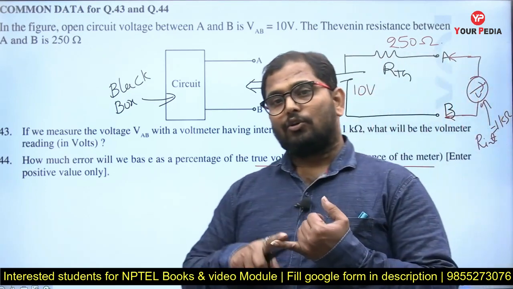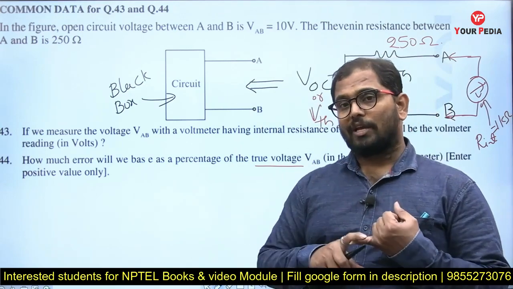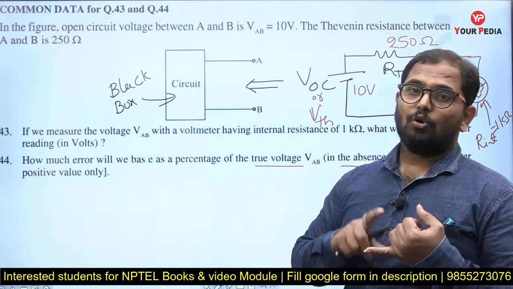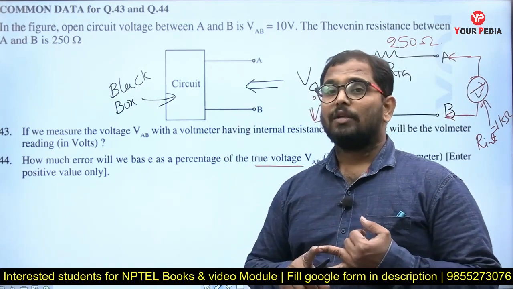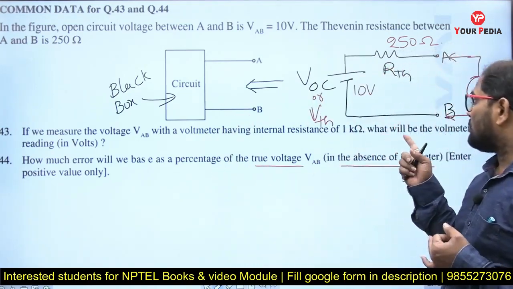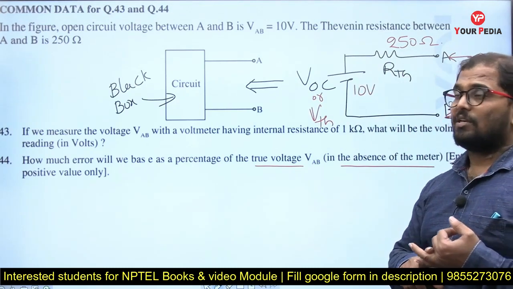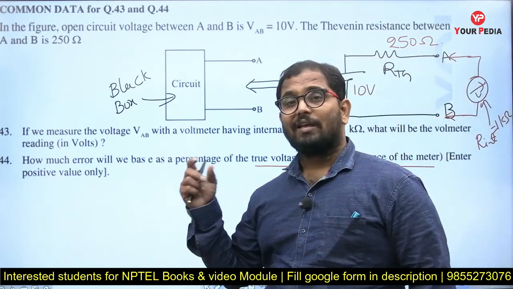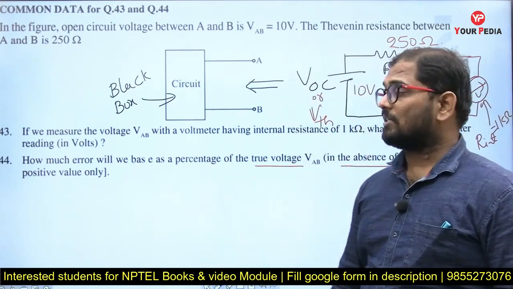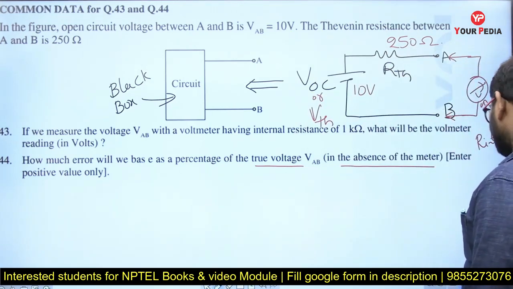First we'll calculate the true voltage by using an ideal voltmeter, or by open circuiting the electrical equivalent circuit of this particular circuit. Then we'll calculate the voltage reading by inserting this voltmeter with some internal resistance. Then we'll move to the next calculation, that is error calculation. Now let's start with the first one.